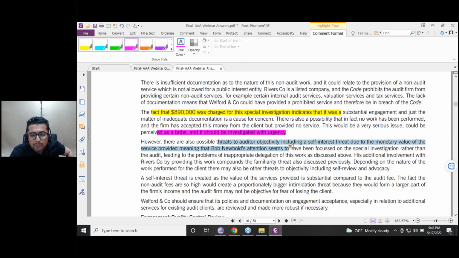Another issue, self-interest threat due to the monetary value. The monetary value seems to be too big, considering we are only allocating 40 hours and we are getting $890,000 out of it. This seems to be a self-interest threat. And another, familiarity threat. Considering Mr. Bob is involved along with the audit in non-audit assignments as well, his additional involvement with the client also leads to familiarity threat, which was discussed earlier as well.